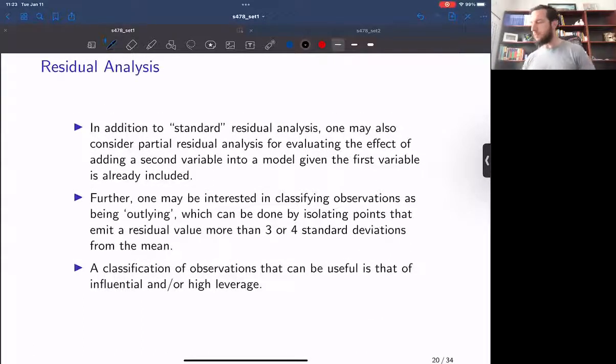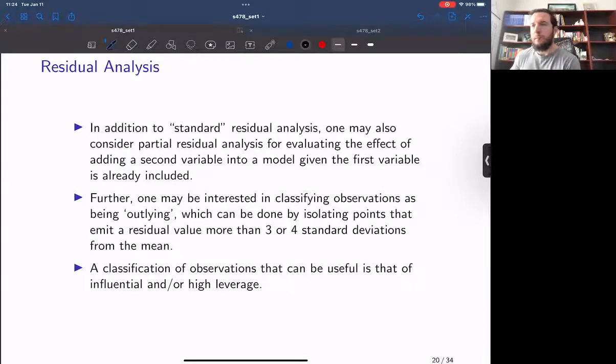Okay, so typically the first thing that we would teach or the first motivating reason for using residual analysis is to check the model assumptions. But the residuals can also be utilized to check if a particular observation is playing a role or has an influence on the model fitting process. Okay, so we can use a residual analysis, for example, to determine if a particular observation is outlying, if it has a high leverage, or if it is influential.